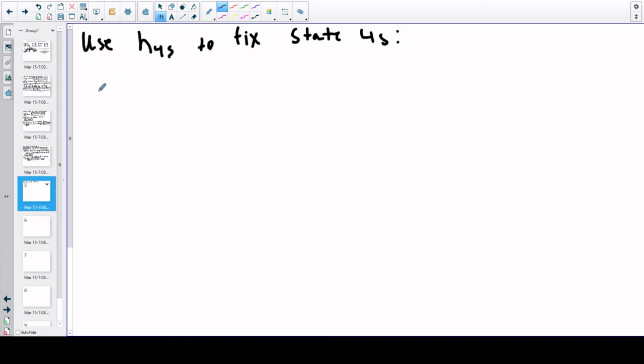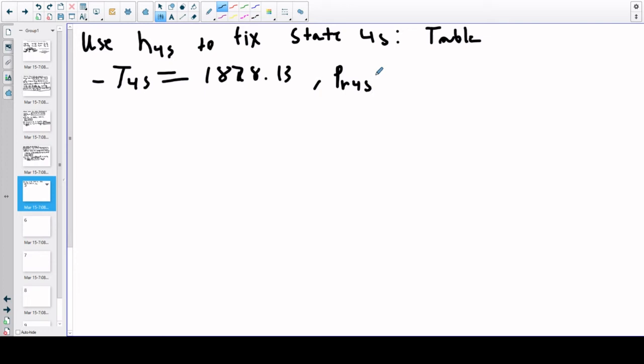So now we're using H4s to fix state 4s. And by doing that, we are trying to find all the values associated with 4s. So T4s, from the table. Yeah, I guess I should make that clear. T4s, let me see if I can find that, is 1878.134. And PR4 is equal to 135.246.